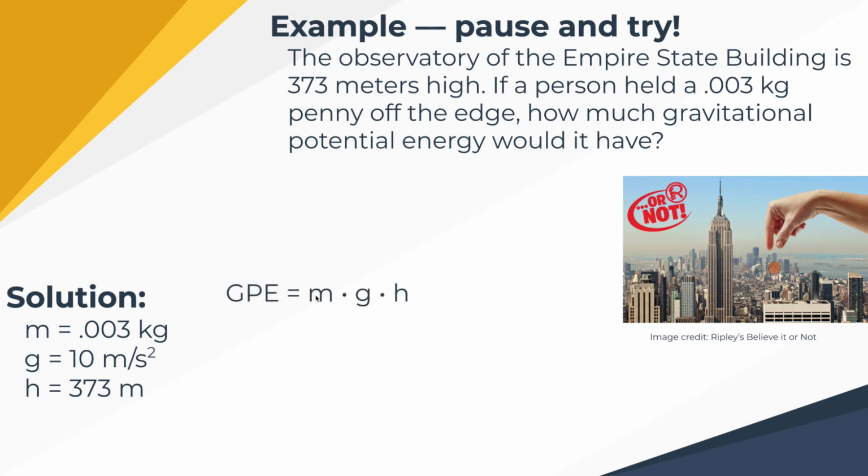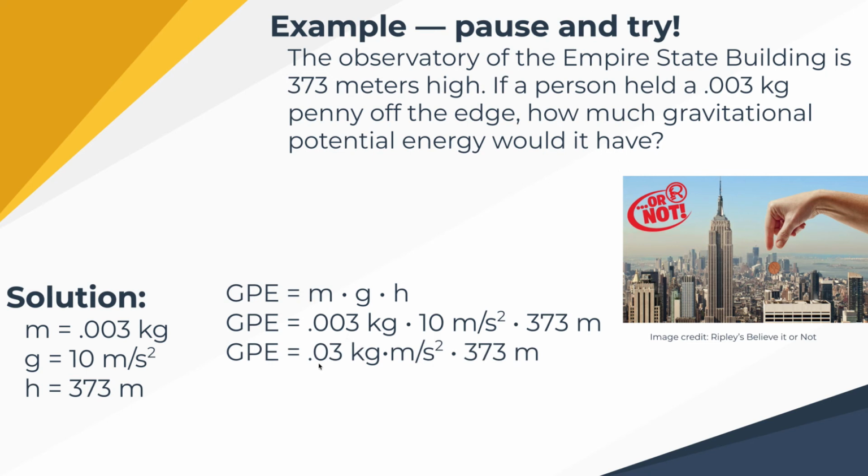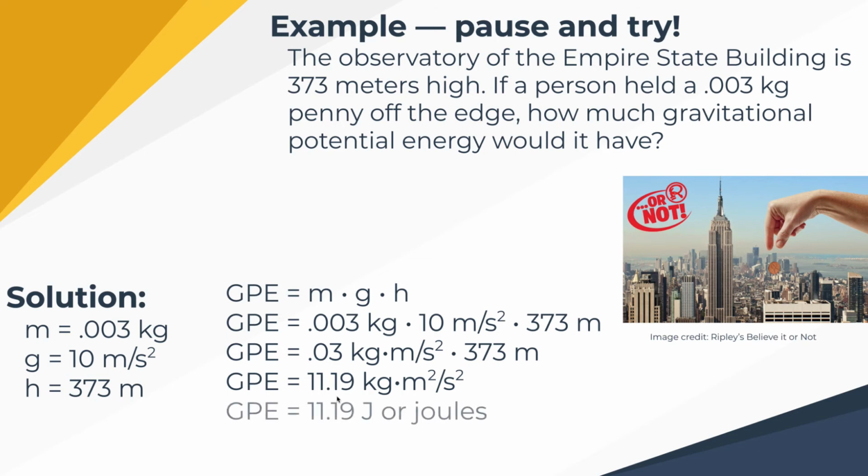So now we just plug in our numbers. Mass is 0.003 kilograms, g is 10 meters per second squared, height is 373 meters, and I multiply. 0.003 times 10 is 0.03. Bring down my 373, and when I multiply these two numbers together, I get 11.19 kilograms meters squared per second squared, or 11.19 joules.